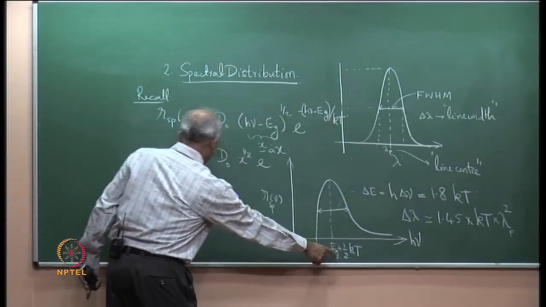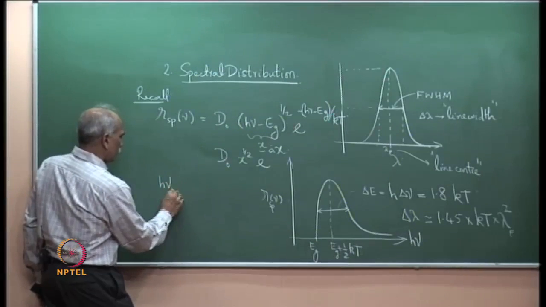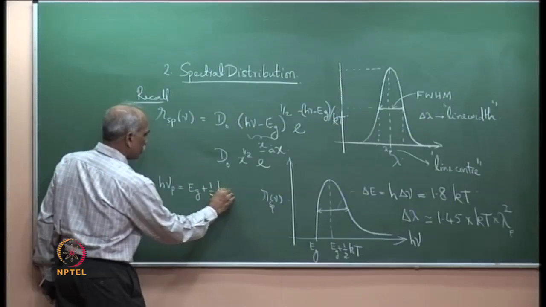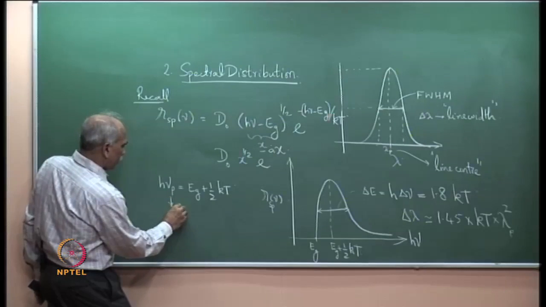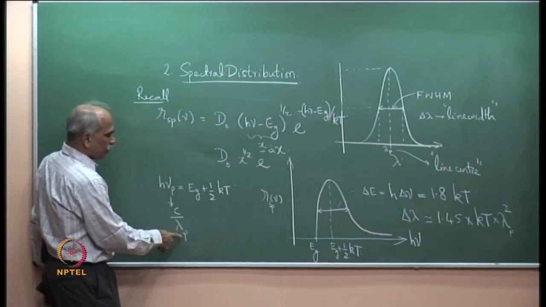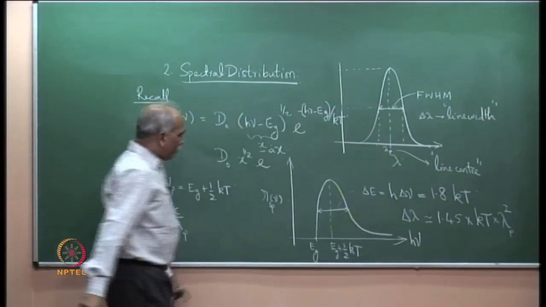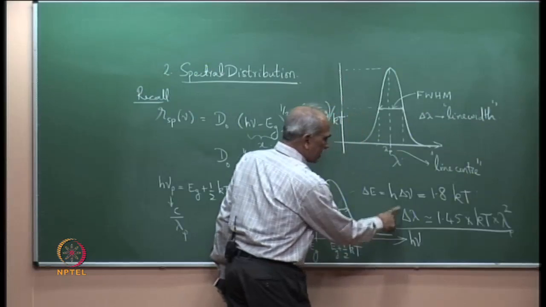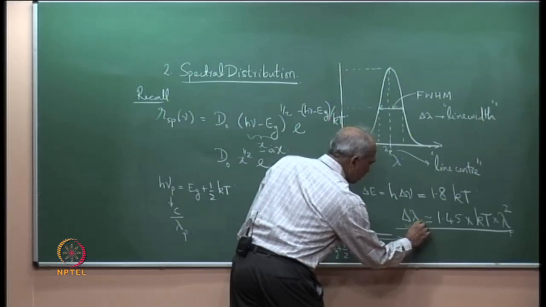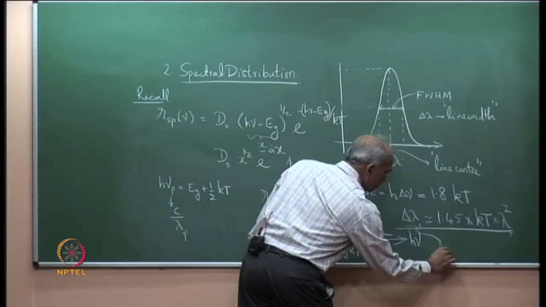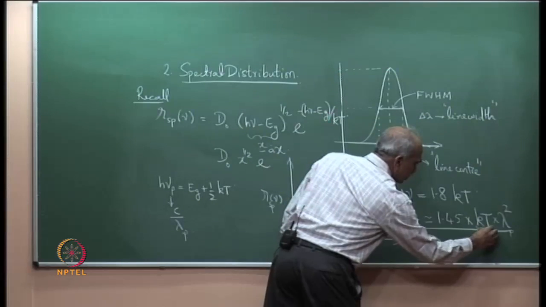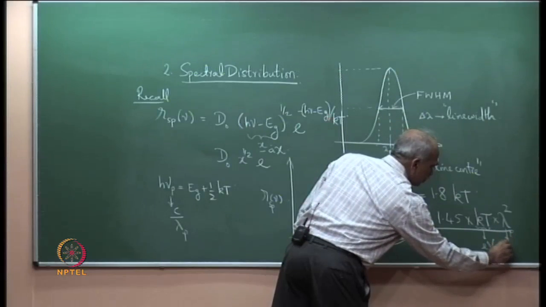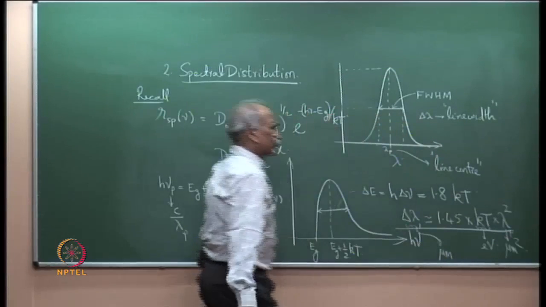So h nu p is equal to Eg plus half kT. So nu p here is c by lambda p, the wavelength at which the peak occurs. So this gives you the line width. In this expression, please remember that this delta lambda is in micrometer, this kT is in eV, and this lambda is also in micrometer, so micrometer square.